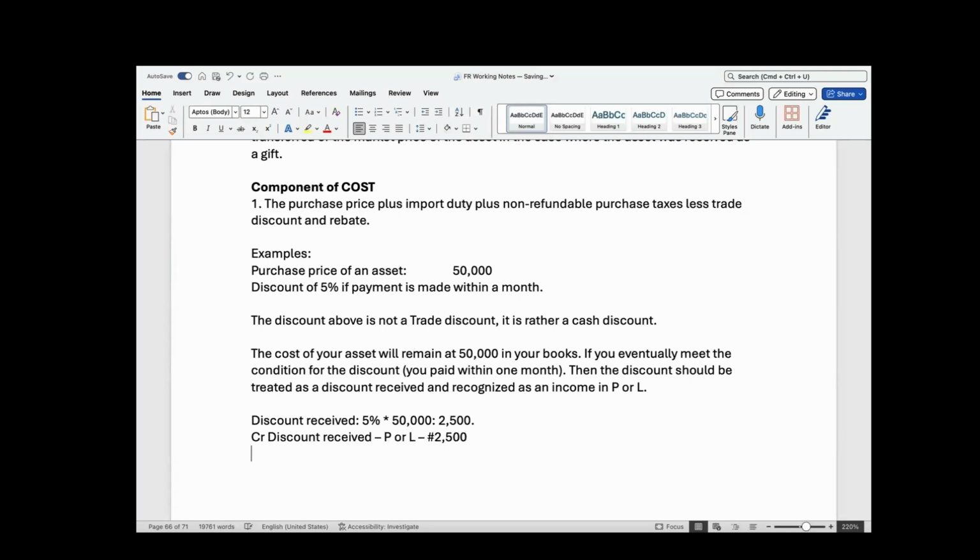Let me try you guys. What do you debit? Can any of you try? For this discount received, what will you debit?